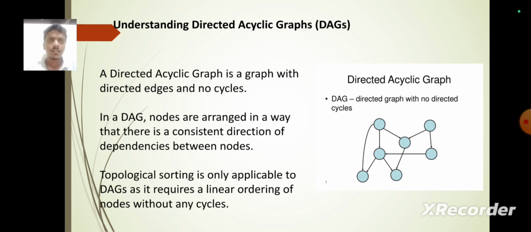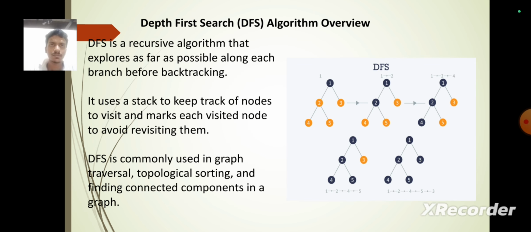Understanding directed acyclic graphs. A directed acyclic graph is a graph with directed edges and no cycles. In a DAG, nodes are arranged in a way that there is a consistent direction of dependencies between nodes. Topological sorting is only applicable to DAGs as it requires a linear ordering of nodes without any cycles.